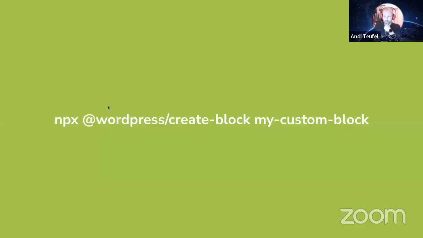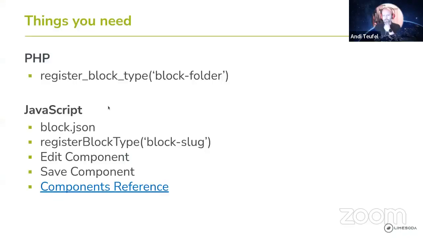Let me just quickly go back to the presentation. So here is the list of things you need for the block again. In PHP, you only need to register the block, and it will load everything from the block JSON. Then you need the block JSON file. You need to register the block type in the index.js, and then it comes down to the edit component and save component, and that's it, basically.